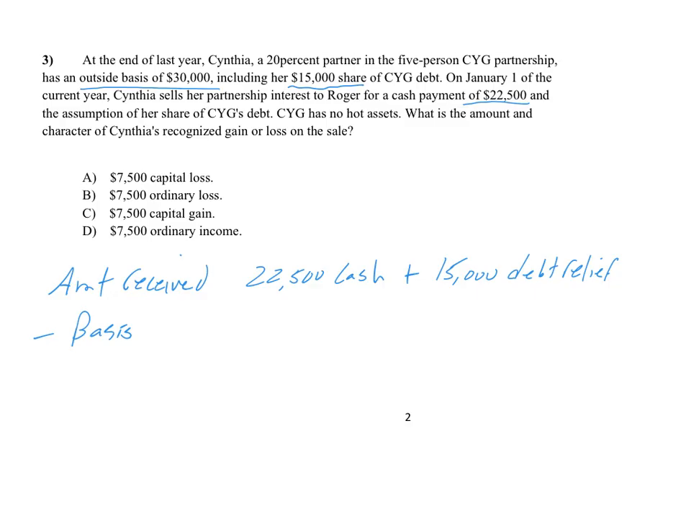Okay, what was her basis? Her outside basis was $30,000. So the difference between those two things is $7,500. She received more than her basis, so it's a gain. And then is it a capital gain or an ordinary gain? Well, we know that there are no hot assets, so it has to be a capital gain. All right, that is number 3. Let's move on to number 4.